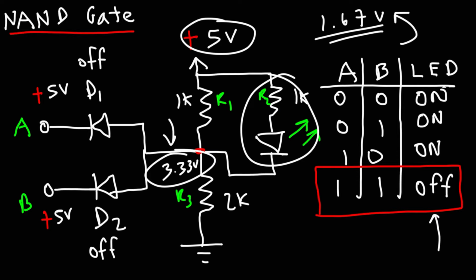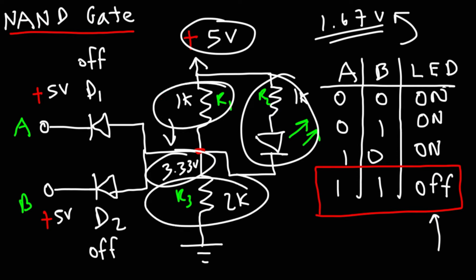So for this particular circuit, you do need to choose the appropriate values of R3 and R1 in order for it to work. So you want to make sure that the voltage across R1 is less than 2 volts when A and B are on. If that's the case, then the LED will be off. So that's how you can employ the NAND gate using diodes. So that's it for this video. Thanks for watching.